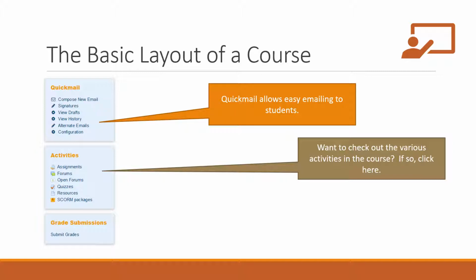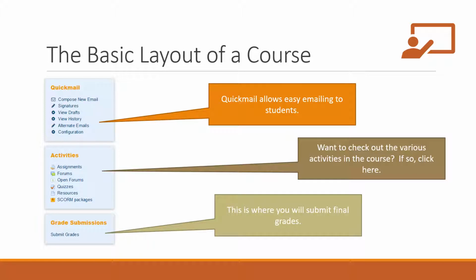For example, if you want to know what assignments have been turned in or need to be graded or past due or so forth, click on the assignments link in the activities block. If you want to see recent forum activity, click on forums or open forums. If you click quizzes, you'll get a good insight into who took which quiz. And the other two activities aren't all that useful. Also, if you wish to submit final grades, you can click on the Submit Grades link in the grade submission block to submit your final grades.